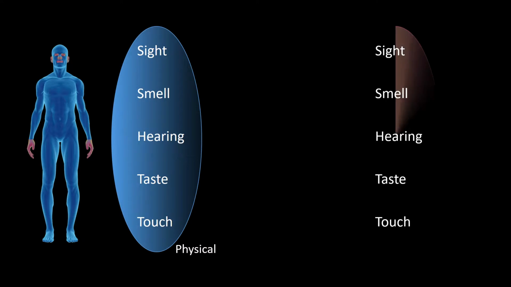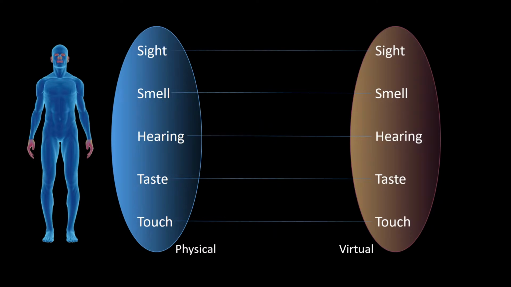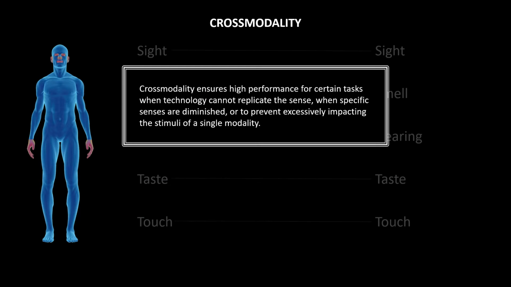As discussed earlier, augmented reality can be applied to any of the 5 senses. Normally, one would expect the augmentation to align to the same sense. Another prevalent tendency is to load virtual data into the visual realm. However, we can use the concept of cross-modality. Cross-modality ensures high performance for certain tasks when the technology cannot replicate the sense, when the specific senses are diminished, or to prevent excessively impacting the stimuli of a single modality. Optimizing cross-modality ensures the best performance in an augmented reality environment.